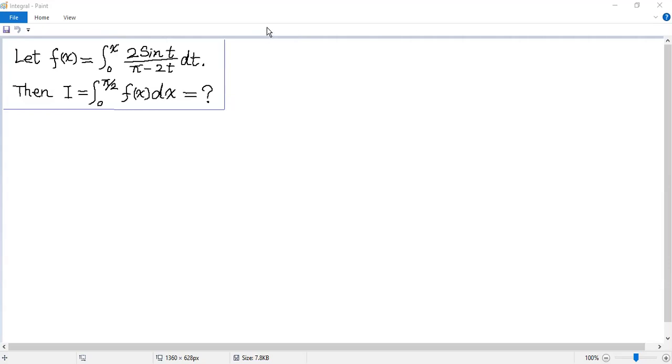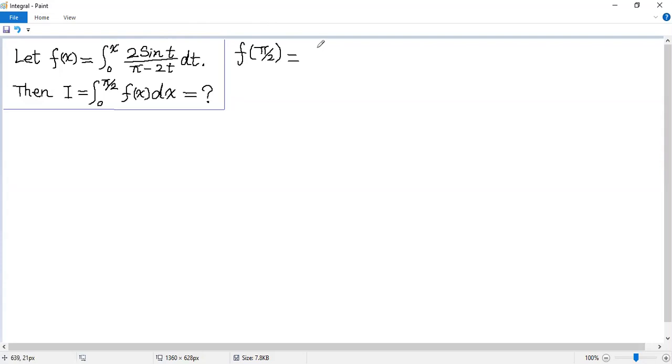Today, let's focus on evaluating a special definite integral. Let f(x) equal the integral from 0 to x of 2 sin t over pi minus 2t dt, and we want to evaluate the integral from 0 to half pi of f(x) dx. Before moving on, let's see the value of f at pi over 2.